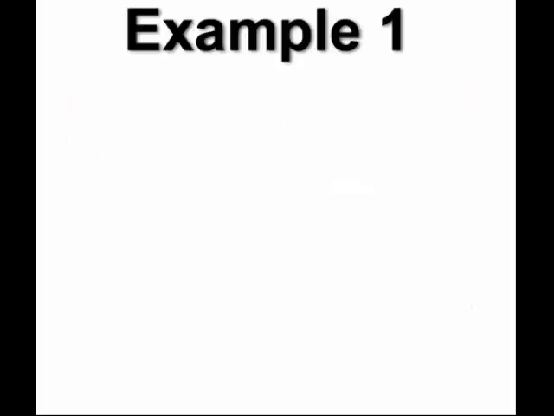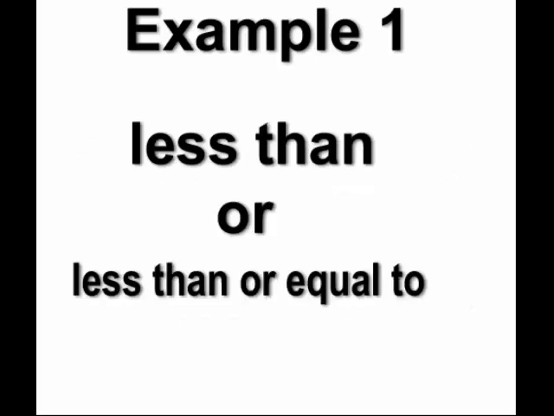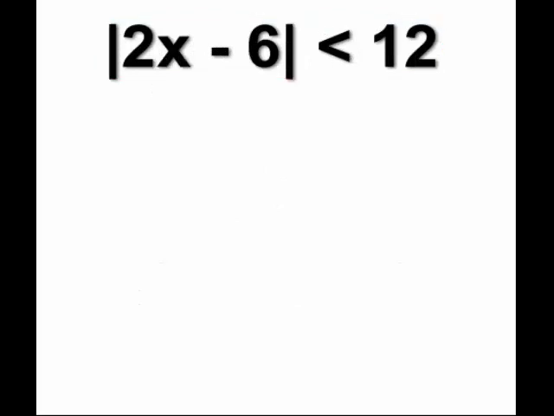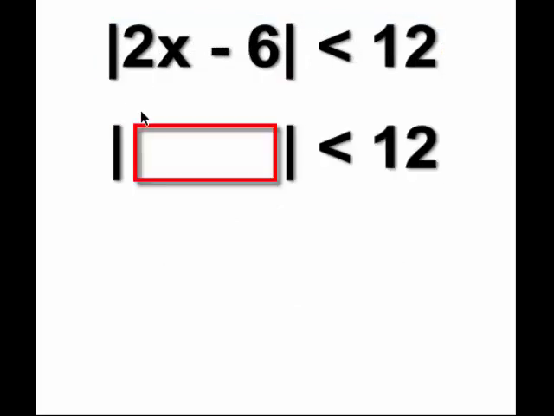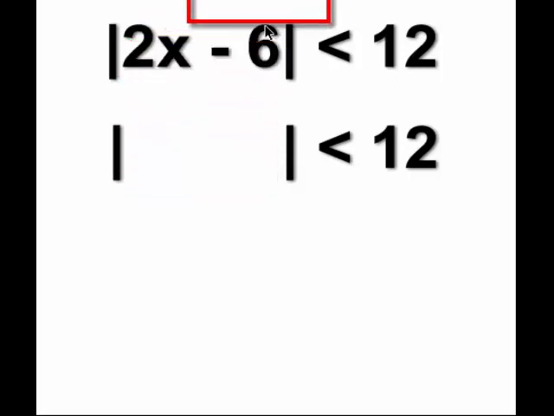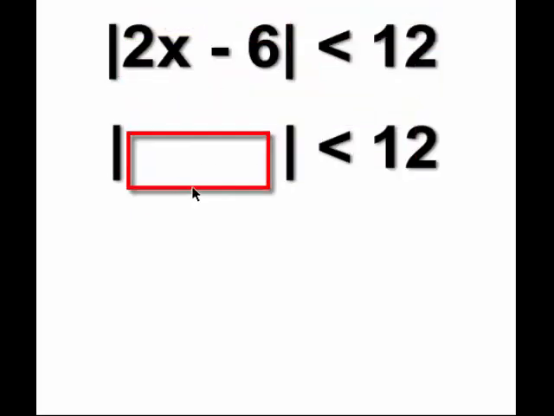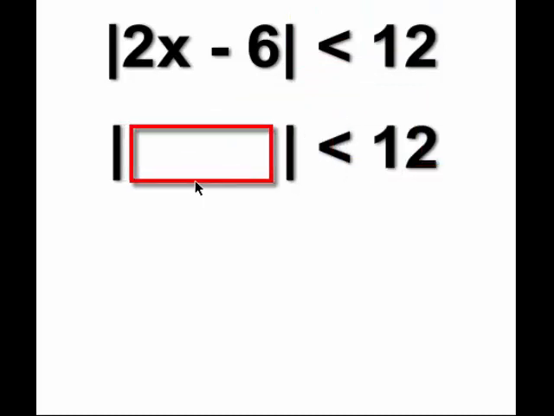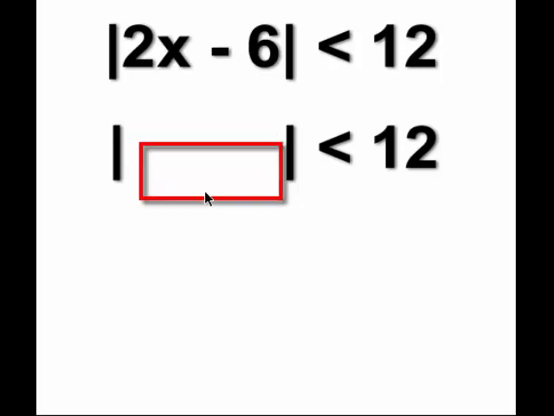So these last 4 are the inequalities. So let's go ahead and do a couple of problems. Here's the first example, and it's a less than or equal to. The absolute value of this has got to be less than 12. These are kind of basic. Just remember this, that whatever is inside the absolute value brackets, when it gets pulled out, has to be less than 12. So anything that is less than positive 12, and anything that is greater than negative 12. By greater than, I mean closer to 0.